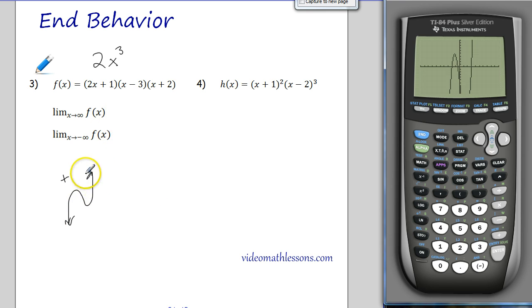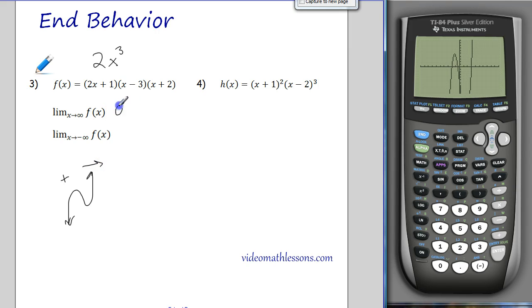So as x goes to infinity, as we go to the right, the graph goes up, positive infinity. As we go to the left, the graph goes down to negative infinity.